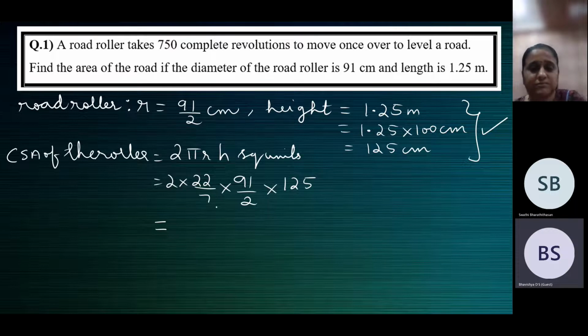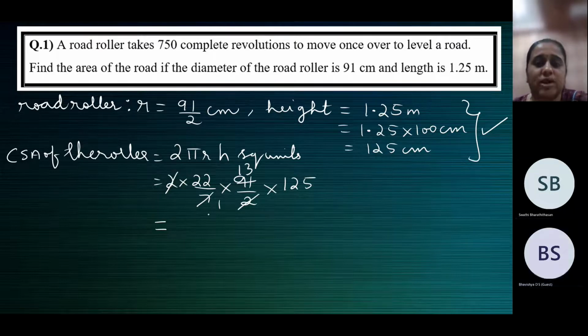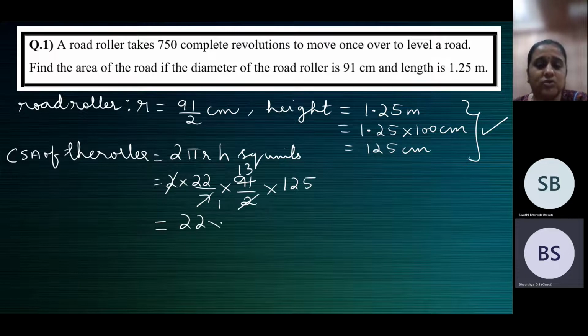Ma'am, 2 and 2 cancel. 7 13s are 91. Very good. Now we should find this product, right? Find this product. So 22 into 13 into 125.